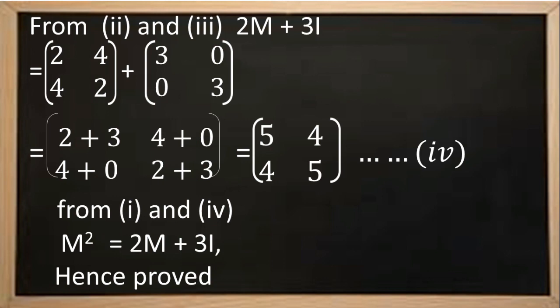2 plus 3 is 5. 4 plus 0 is 4. 4 plus 0 is 4. 2 plus 3 is 5. So, the sum of 2M plus 3I results as [5, 4; 4, 5]. Mark it as result number 4. Now compare result number 1, that is M square, and result number 4, that is 2M plus 3I. Definitely they are same. Hence we can say that M square is equal to 2M plus 3I. Hence it is proved.